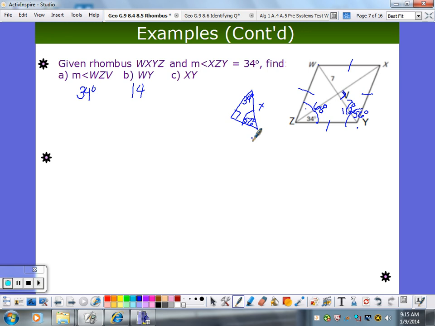Sine? Cosine. Cosine of 56. And I know this one's 7, right? Equals 7 over x. Which means what? That x equals 7 over cosine 56. Doesn't it? So now I need a calculator.